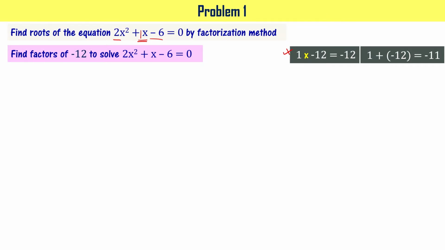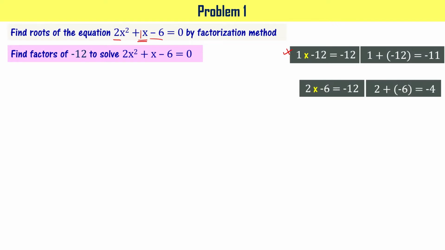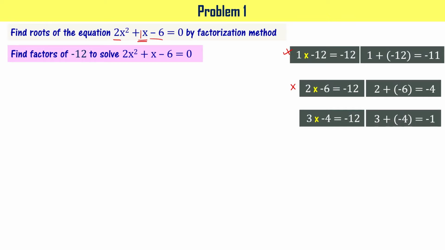Now -12 can be written as product of 2 and -6, right? Their sum is -4. Even if you write -12 as -2 times 6, their sum is going to be +4. So this is also not meeting our requirement, right? -12 can be written as 3 times -4. So their sum is -1. So this is also not meeting our requirement. We wanted it to be +1.